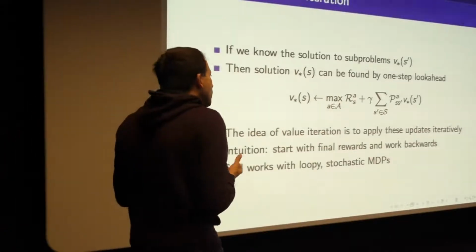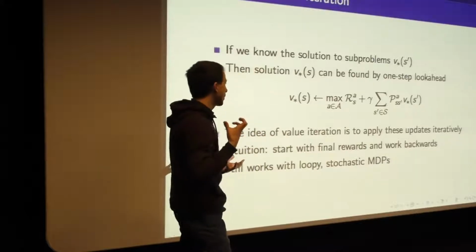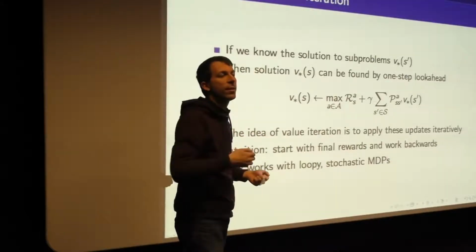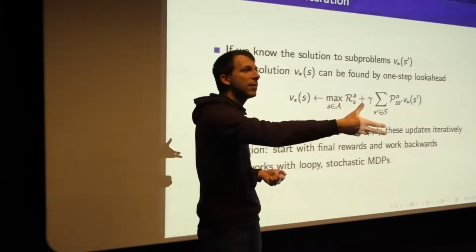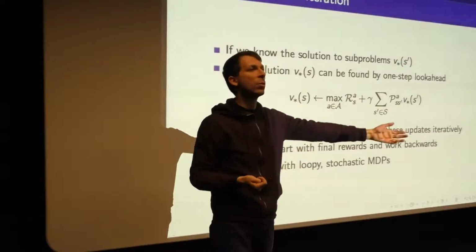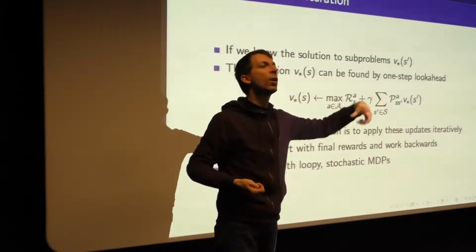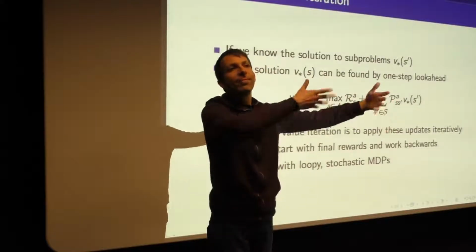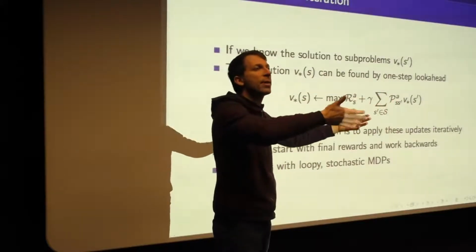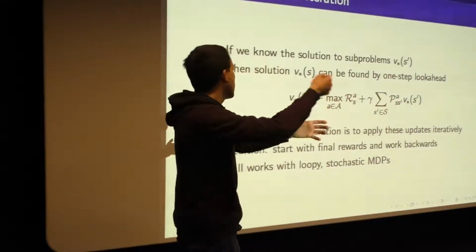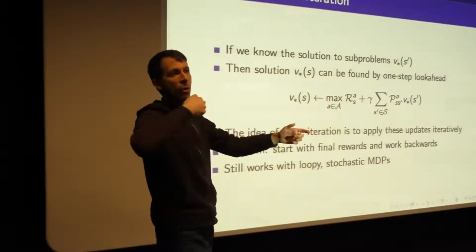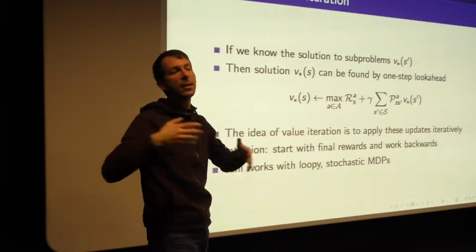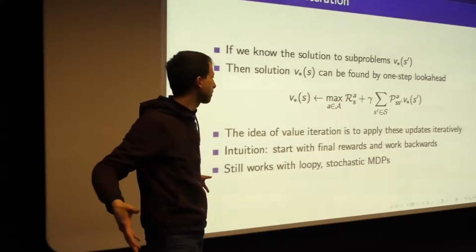So the intuition that helps understand how this works is that you start off at the end of your problem. Imagine that someone tells you what the final reward is. If you're one step away from the goal, then you're only going to get -1 for one step, for example. And then you work backwards, figuring out more and more of the optimal path until you've figured out the optimal path all the way back.